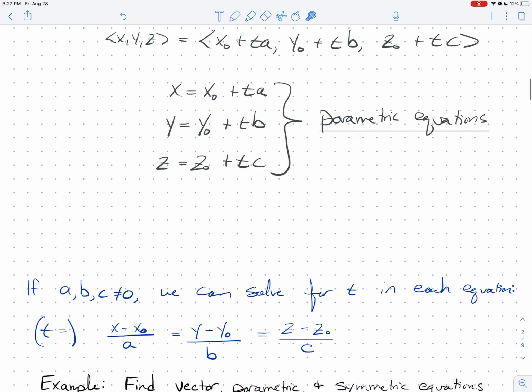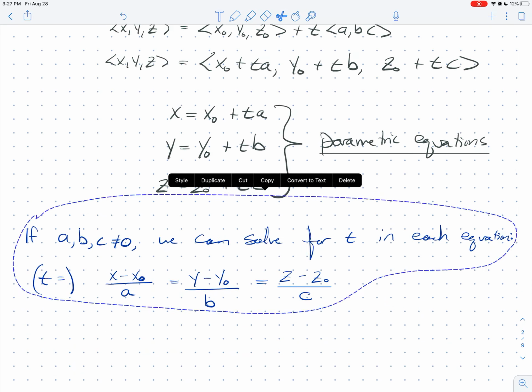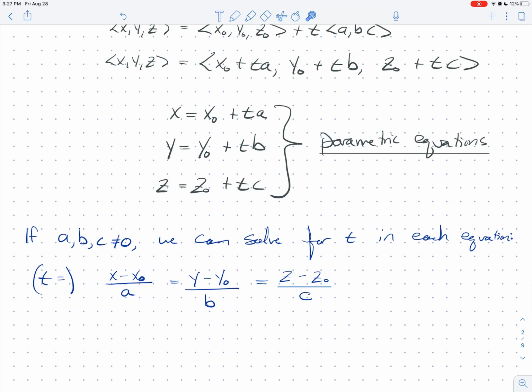And finally, I want to point out to you that if a and b and c, if none of them are 0, then you can actually solve for t in each equation. So for example, if I solve for t here, I'm going to move the x naught over and then divide by a. And so I get t equals x minus x naught over a. Do the same thing here, move the y naught over, divide by b, and that's also equal to t. And the same thing here, divide by c, and that's also equal to t. Since each of these is equal to t, then they're all equal to each other as well.